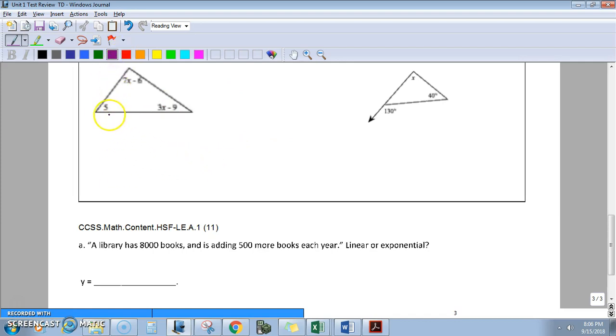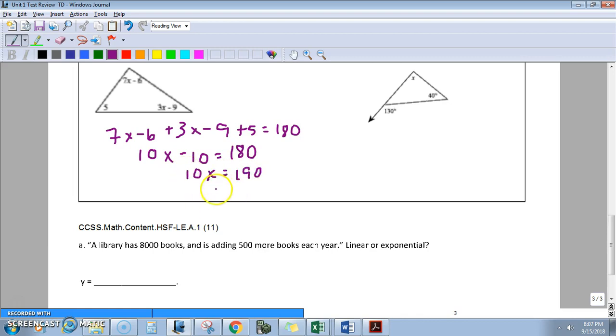So all of the angles in a triangle have to add up to be 180. So 7x minus 6 plus 3x minus 9 plus 5 must be 180. Combine our like terms, 7, 8, 9, 10 x's. And let's see, negative 9 and negative 6 is negative 15 plus 5 plus 10. Oops, minus 10, sorry. Thought you were going to get me, didn't you? Minus 10 equals 180. I just combined like terms, add 10 to both sides. And x equals 19.